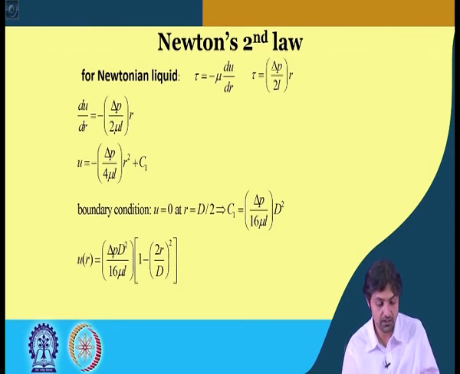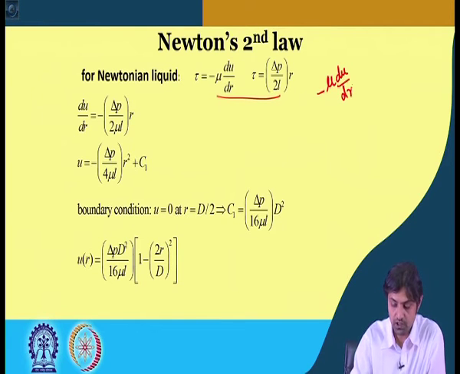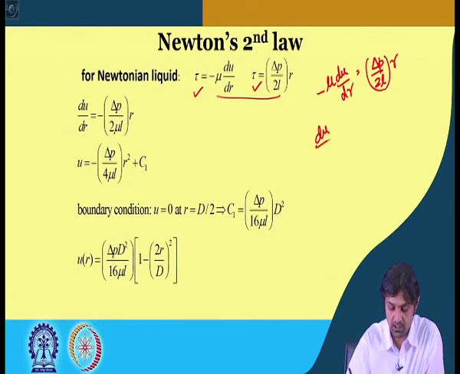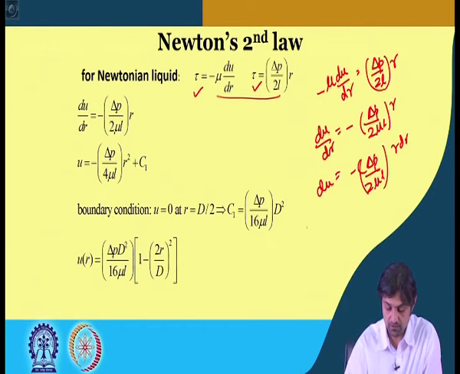So, taking both together, we equate these two and this becomes minus mu du dr is equal to delta P by 2L into R. So, du dr can be written as minus of delta P by 2 mu L into R. If we take dr on this side, it will become du is equal to minus delta P by 2 mu L R dr.